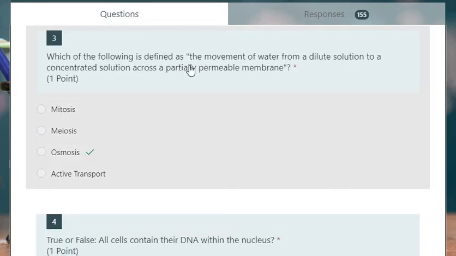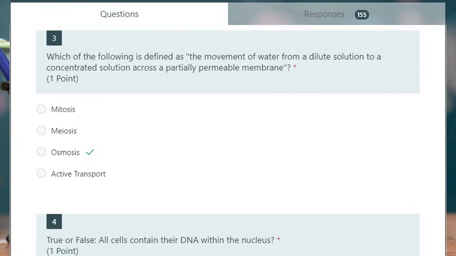Next up, which of the following is defined as movement of water from a dilute solution to a concentrated solution across a partially permeable membrane? When we're looking at cell transport, so we're going across a membrane here, if it involves water, it is always osmosis. Again, a few people chose active transport. Can you look back over your cell transport, so diffusion, osmosis and active transport, and make sure you're happy with the differences between the three.